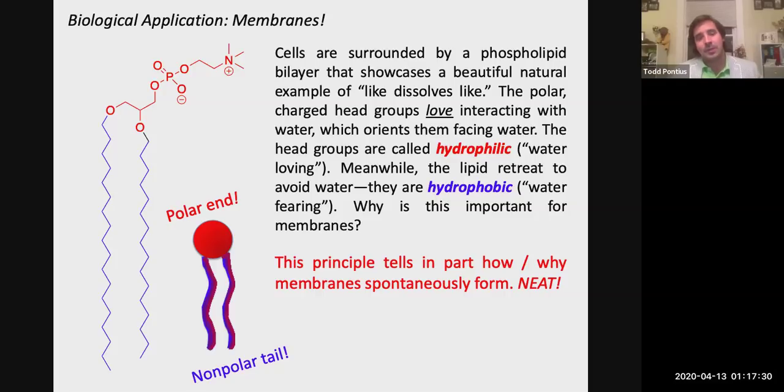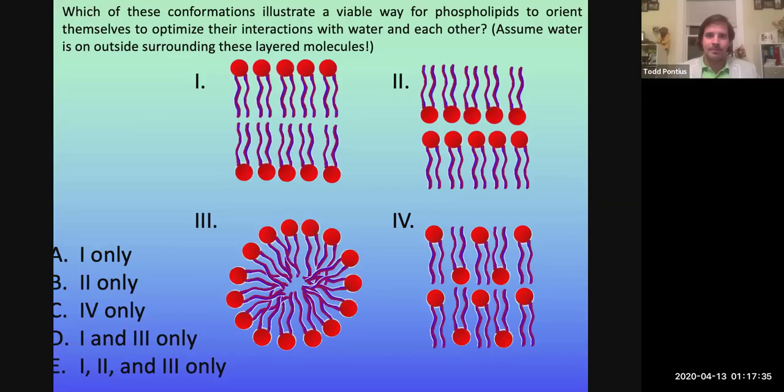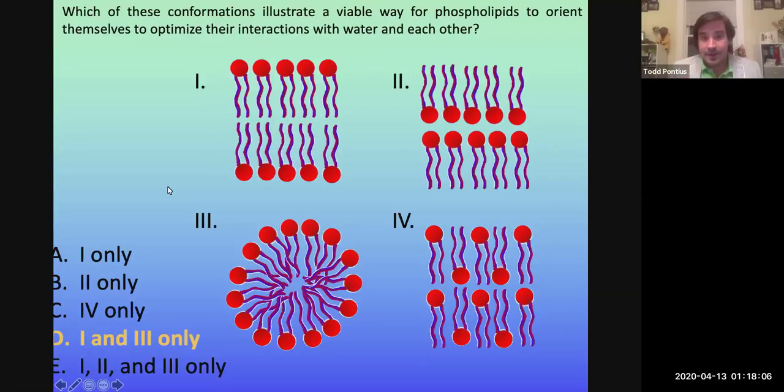So this principle actually tells us why membranes form spontaneously. Let's take a look. Given what you know about the like dissolves like principle, let's take a quick moment and see if you can predict which of these motifs are prevalent in biology. We're assuming that water's on the outside of these and we just want to see how they're going to interact. Take a moment and see if you can predict which of these are common biological motifs of these phospholipids. And go. And let's resume. The answer is 1 and 3.